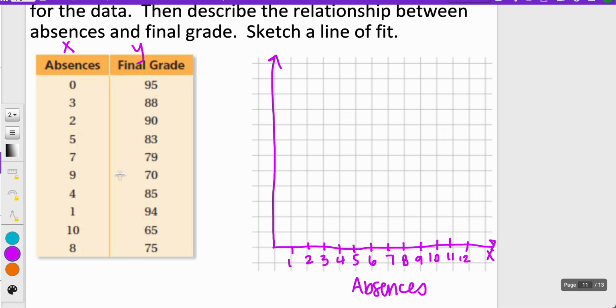And then final grade, I'm going all the way up to 95, but if I go up by 5s, I don't know if I make it. 5, 10, 15, 20, 25, 30, 35, 40, 45. Nope, so let's do by 10s here. So 10, 20, 30, 40, 50, 60, 70, 80, 90, 100. Okay.